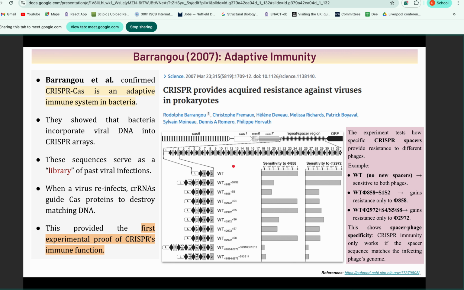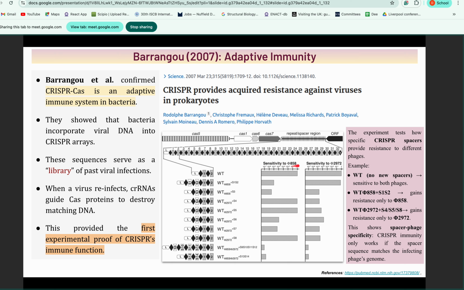So what they did is that this is the wild type sequence. So this shows how the CRISPR spacers provide resistance to different phages. In normal condition, in wild type condition, the host genome lacks the viral DNA sequence in it, so this is the wild type genome.